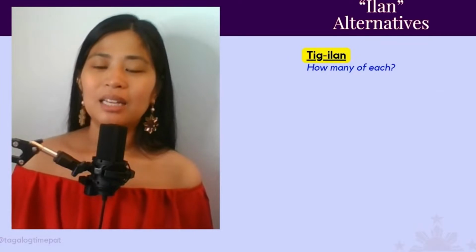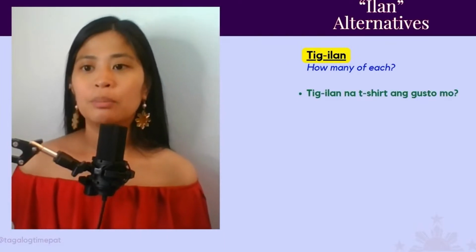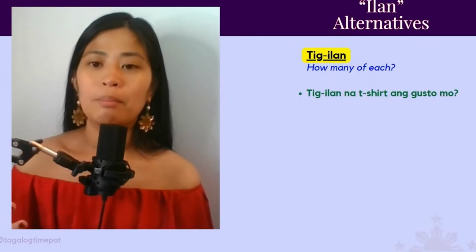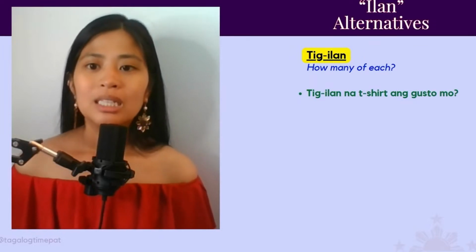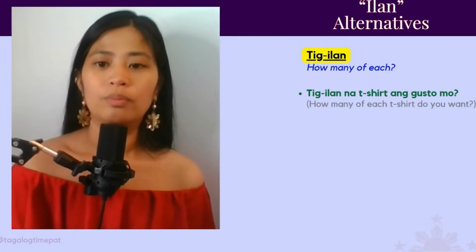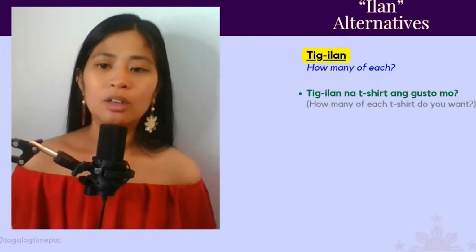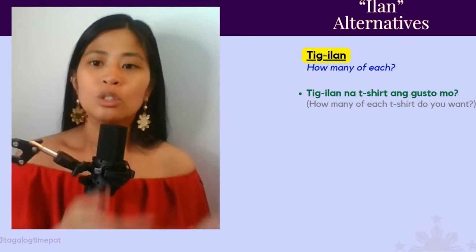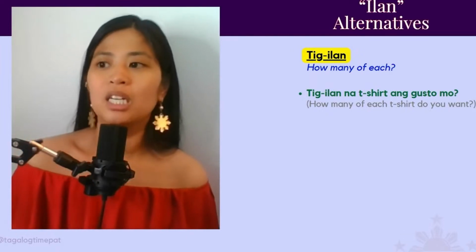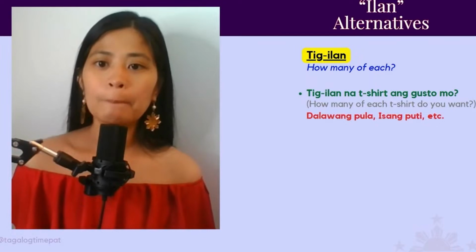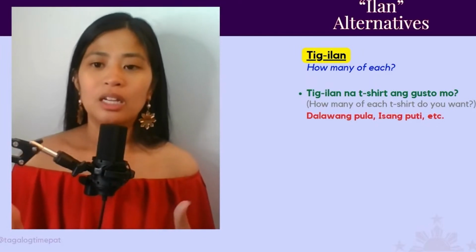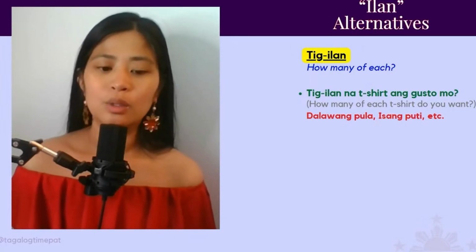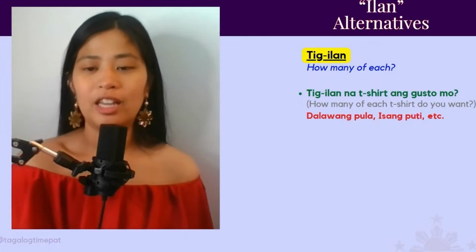Next, tig-ilan means how many of each. So for example, maybe you're shopping at a store and you're like, oh, I like all of these t-shirts, but I want multiple of them. They might ask you, tig-ilan na t-shirt ang gusto mo? How many of each t-shirt do you want? For example, I want 3 of the red t-shirts, 2 of the white t-shirts, 1 of the black. Your response would just be the number of it. So, dalawang pula, 2 reds, isang puti, 1 white, and so on. So, you see it's asking how many of each type of thing.